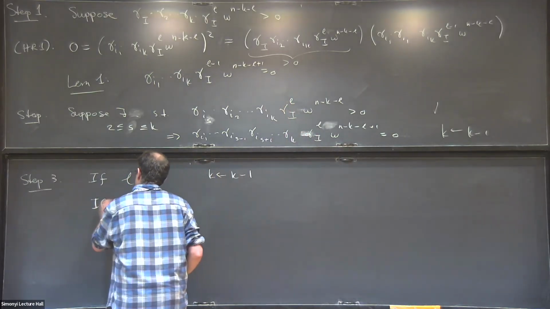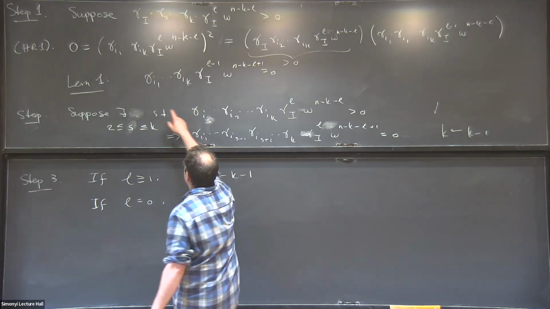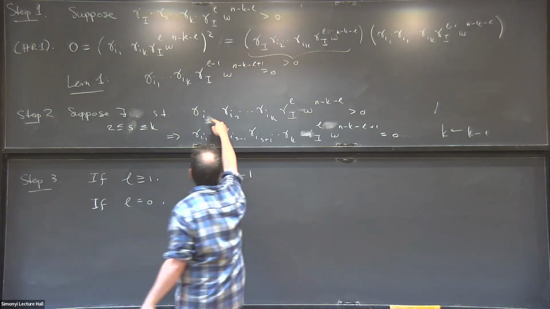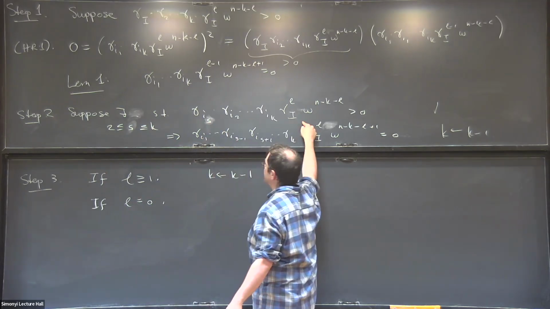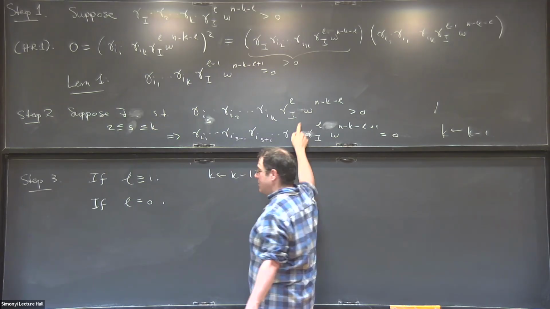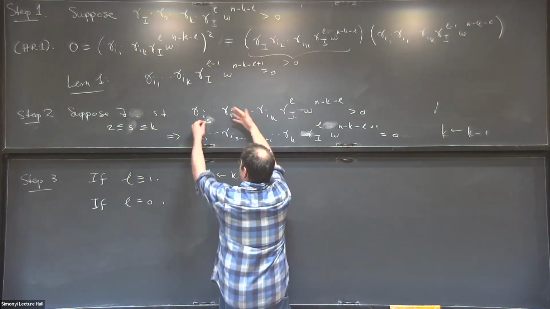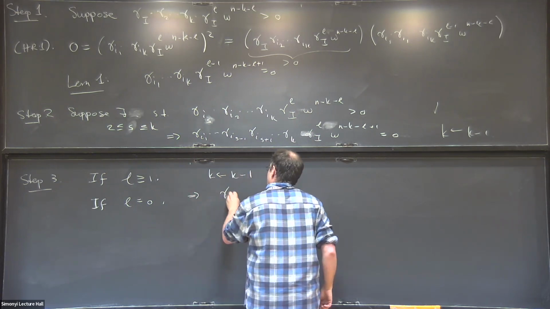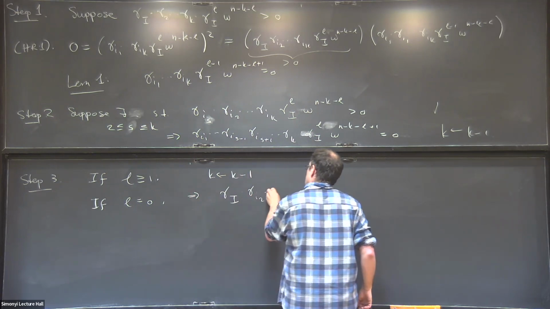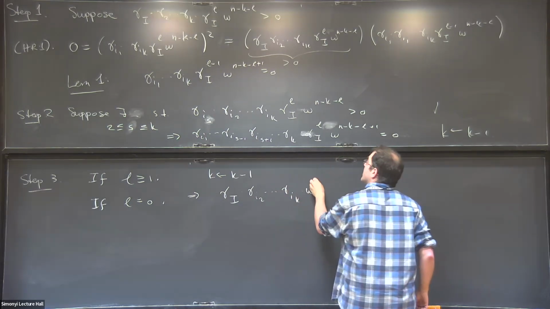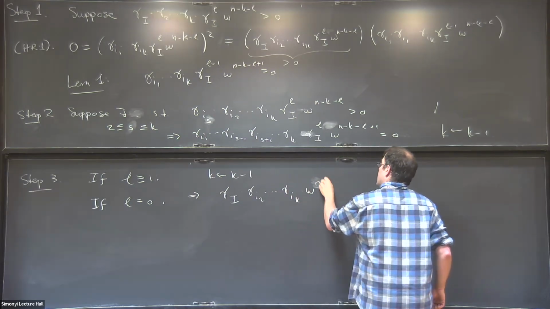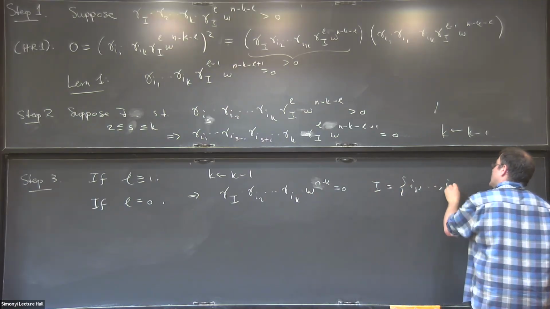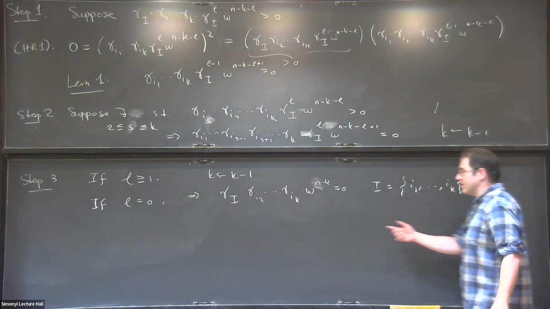Now, if L equals 0, then what I know is that the contrapositive of step 2 is that for all S, gamma IS times this equals 0. But then I can just add up all of this over all S's. And then I get that gamma I dot gamma I2, gamma IK, and omega to the N minus K equals 0 for I in the set I1 to IK. And I'm also good because I've decreased L.